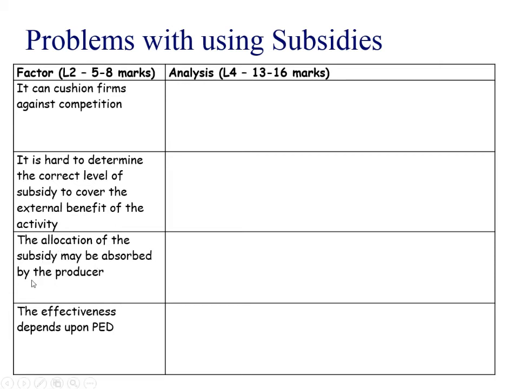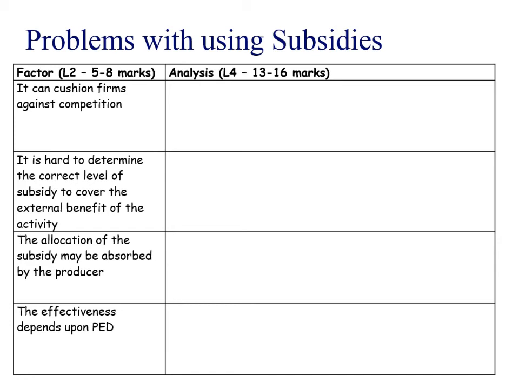This third point is going back to that diagram that I showed you. The subsidy may be absorbed by the producer, so more of the subsidy might be going to the producer, and then that links back to that first point. It's really cushioning them against competition, and the benefits are not really being passed on to the consumer.